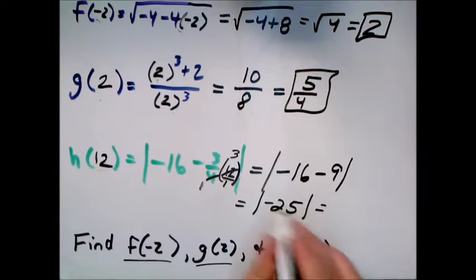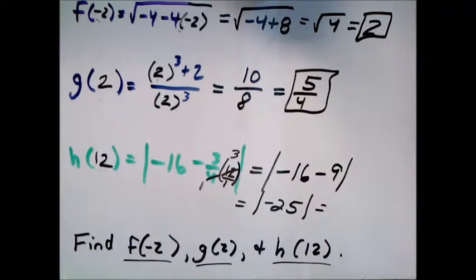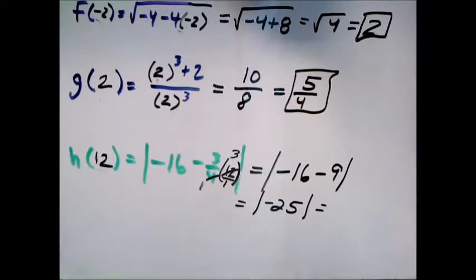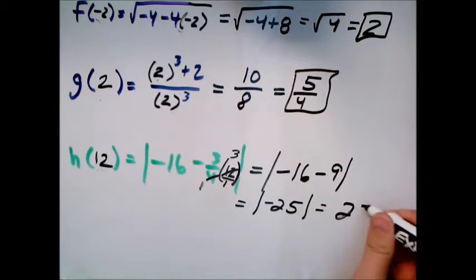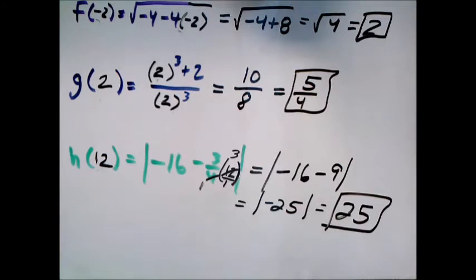Remember, you have to get down to just a single number before you can take the absolute value, because absolute value is asking how far this number is from 0. I can't ask how far this subtraction problem is from 0. So how far is negative 25 from 0? Well, it's 25 units away.